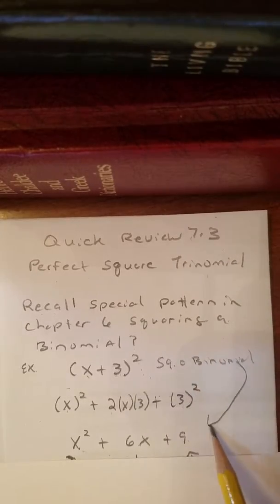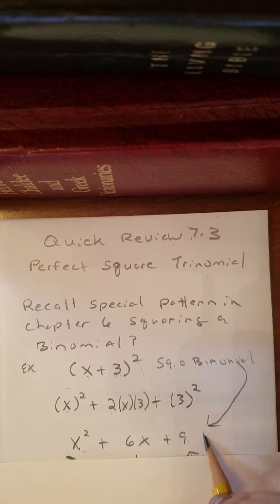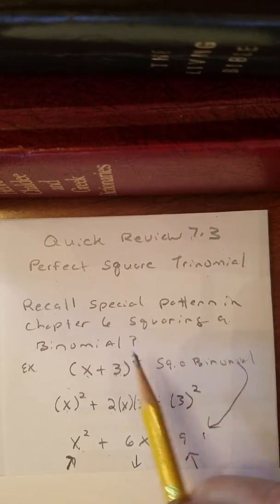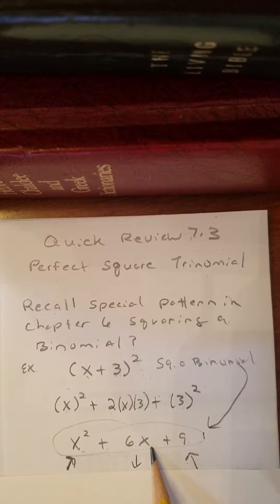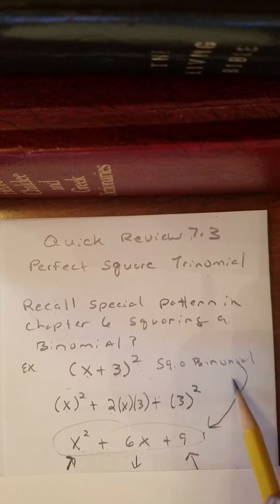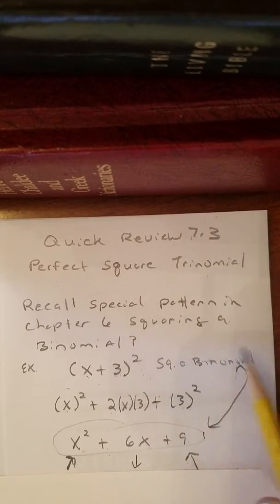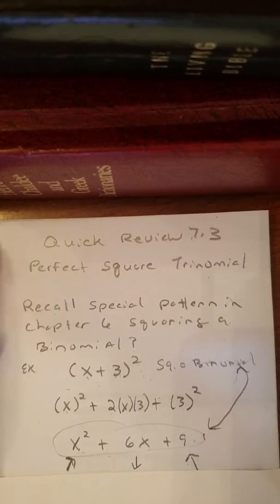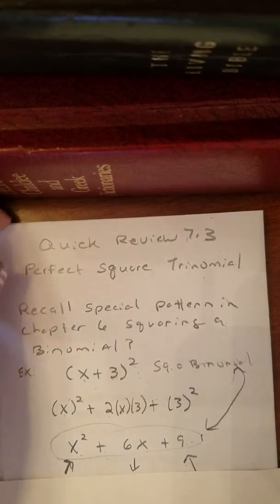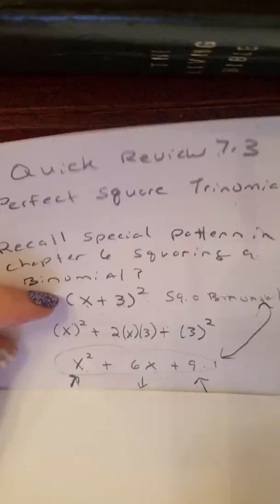But the answer we get is what you call a perfect square trinomial. So now they're going to give you this and ask you to recognize whether it is a special pattern that will turn around and give you this. If I was to give you x squared plus 6x plus 9, here's how you're going to test to see if it is a perfect square trinomial.